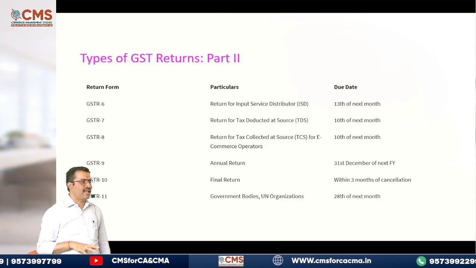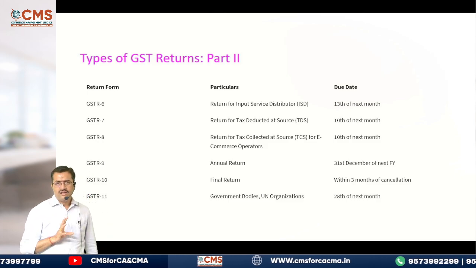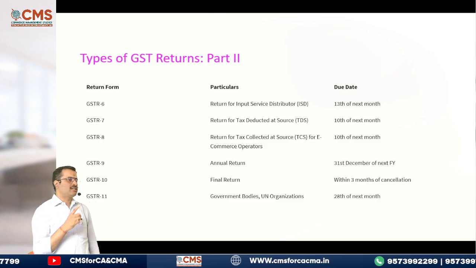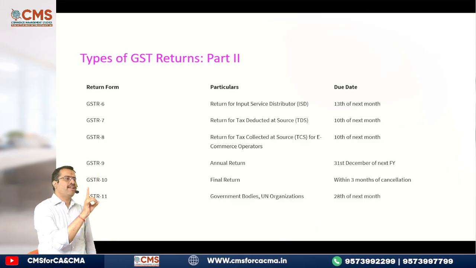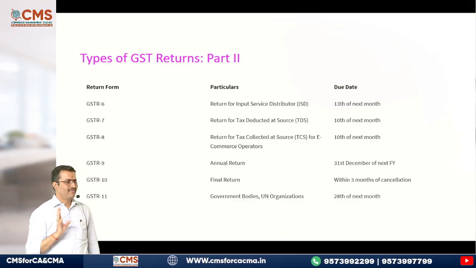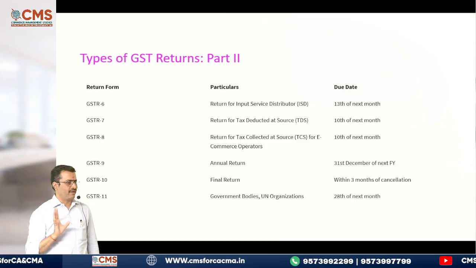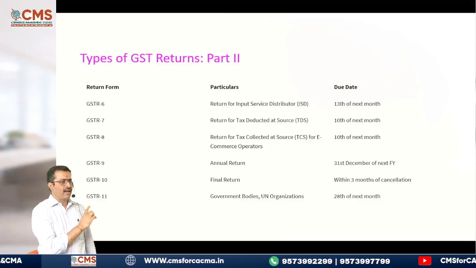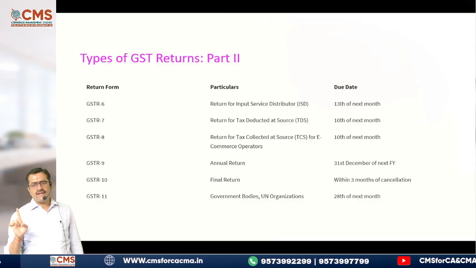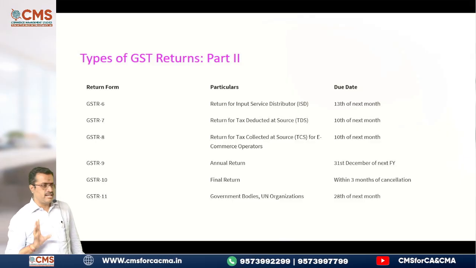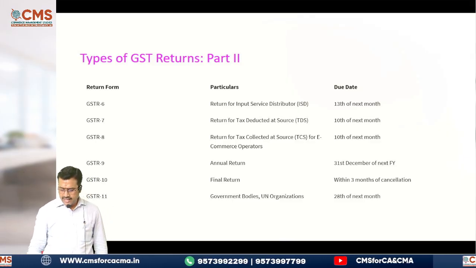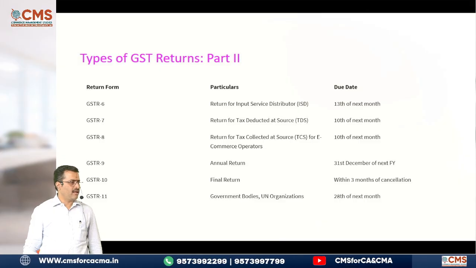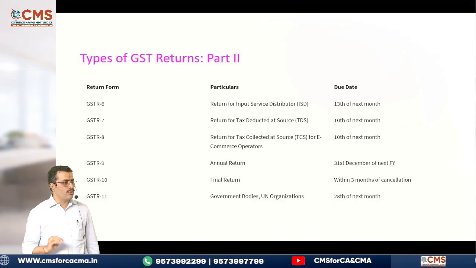Then GSTR 10 talks about final return. When this final return will come, just now we discussed about cancellation. Once the cancellation has been done, one final return they will ask you to file. Please submit one final return. That's called GSTR number 10. Lastly, GSTR number 11 is for United Nations bodies. So UN bodies have to file the return by 28th of next month. So these are the return forms and the due dates.